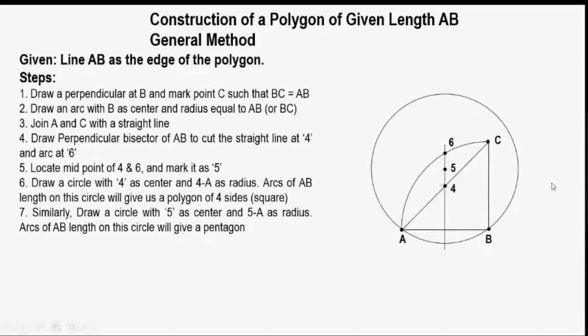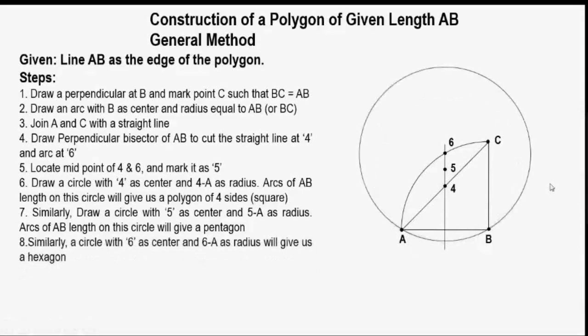Similarly, for getting a hexagon, instead of 5, take 6 as center. Draw a circle of radius 6A, which will also pass through point B. This is the circle for a hexagon. And then cut off the length AB on this circle, we will get a hexagon of length AB. Now, suppose we want to go up to a heptagon or an octagon and so on. Above point 6 at the same distance, we can keep on taking point number 7, 8, etc. on this side.